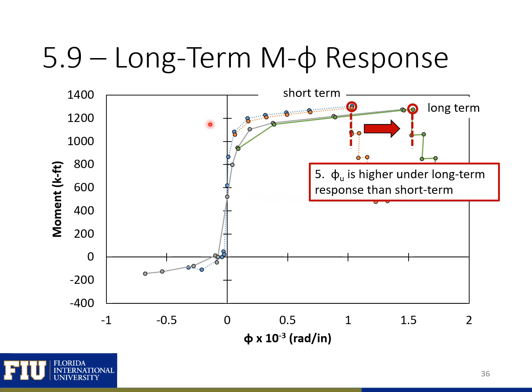The last observation between our short-term and long-term response is that with our long-term response, we're going to have a larger ultimate curvature. So this is because we have softer material properties with our Ec effective and Ep effective, and we also have a smaller strain in the pre-stressing because of our time effects, so it's going to take more strain to rupture our pre-stressing strands. So in short, we'll have a higher ultimate curvature at failure when we take into account our long-term effects.